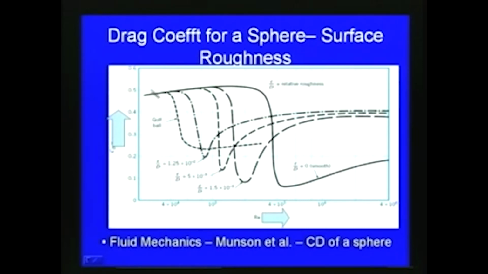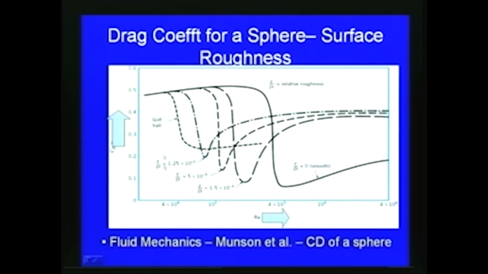If you consider, for example, a golf ball, depending upon the Reynolds number, this is the pattern, where epsilon by d is considered, epsilon being the roughness and d the diameter of the sphere. If the surface is very smooth, then initially the coefficient of drag slightly increases with Reynolds number, and then after the critical range, when the flow becomes turbulent, there is a sudden decrease in the coefficient of drag, and then after a certain range the coefficient of drag increases again like this.